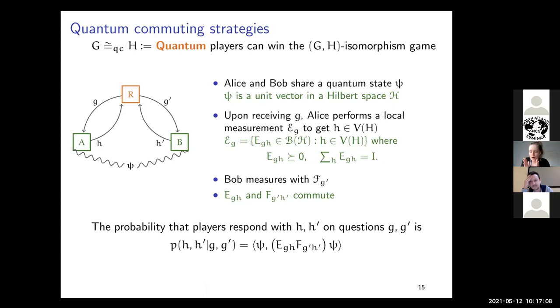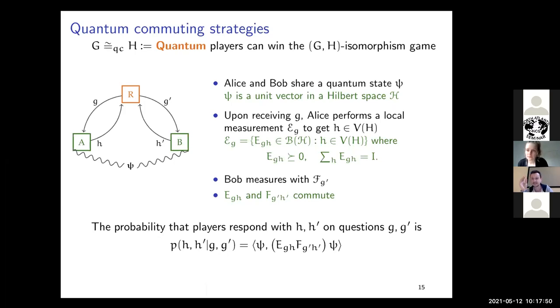If you require that your state is locally full rank, then you can show that if you succeed with perfect success probability, this strategy breaks down into some irreducible components, and within each component, all the Schmidt coefficients are the same. I mean, it's a proof. You assume that you have a strategy that succeeds with probability one, and then you analyze what properties this strategy necessarily has.